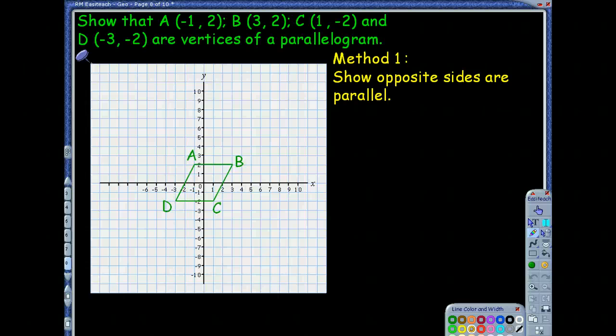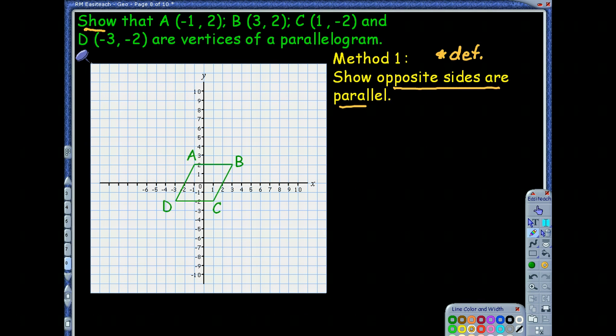Drawing the picture doesn't mean you showed that it was a parallelogram. Showing means you need to justify it, prove it. So if we're showing that opposite sides are parallel, this is method 1. We're going to do a couple other methods. That is by the definition. This is by using the definition essentially.